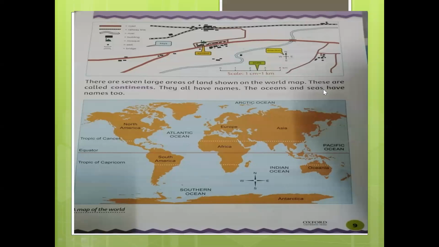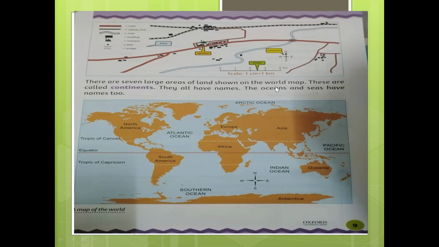Now you turn your pages to page 9. Let me read these lines. There are 7 large areas of land shown on the world map. These are called continents. They all have names. The oceans and seas have names too. One thing very important for you to remember is that the large areas of water on earth are called oceans.